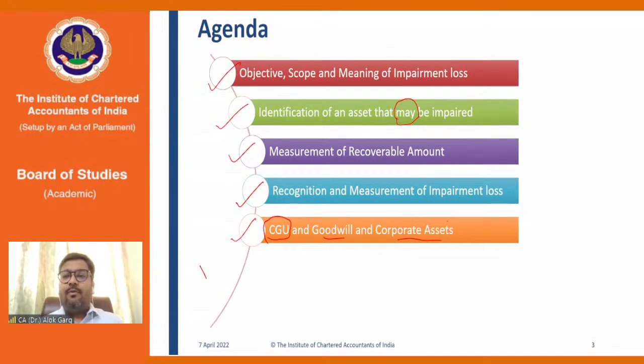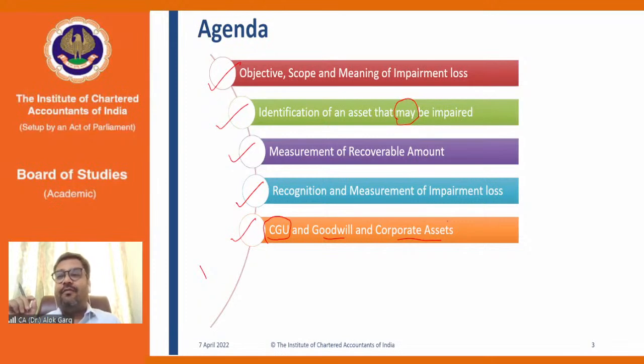So this standard talks about how to allocate goodwill. What will be the impact of goodwill in case there is an impairment of assets, right? This standard also talks about the concept of corporate assets. What is the concept of corporate asset? Just to give you a highlight of this.